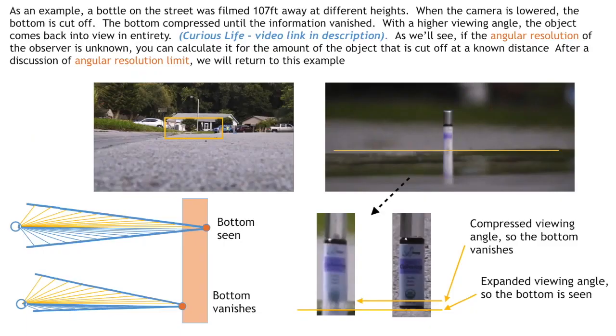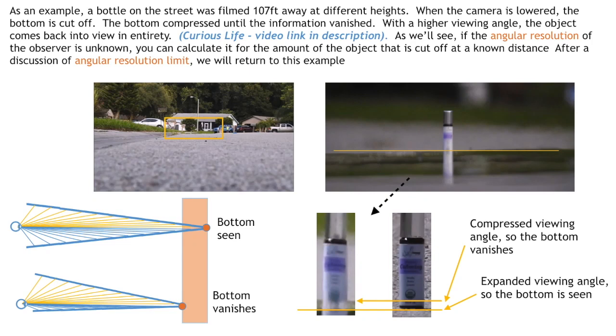So as an example, a bottle on the street was filmed 107 feet away at different heights. When the camera is lowered, the bottom is cut off. The bottom compressed until the information vanished. With a higher viewing angle, the object comes back into view in entirety. And again, video link in the description. As we'll see, if the angular resolution of the observer is unknown, you can calculate it for the amount of the object that is cut off at a known distance. After a discussion of angular resolution limit, we will return to this example.